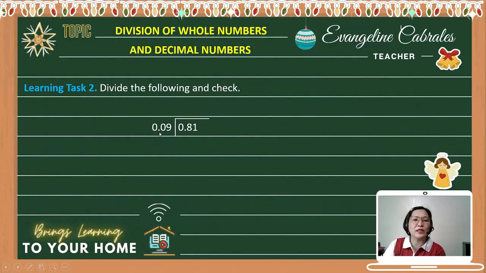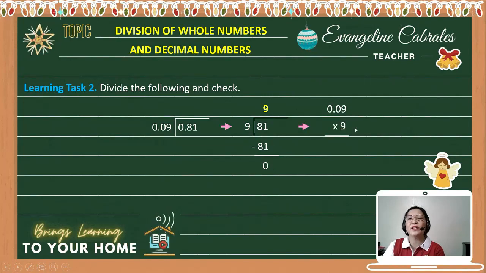So i-move ang decimal point to the rightmost. 1, 2. So yung 9 hundredths ay magiging 9. At dahil dalawang beses nag-usod dito, dalawang beses din mag-uusod dito. Kaya ang 81 hundredths pag iniusod ng 1, 2 ay magiging 81. Ayan. So 9 hundredths becomes 9 and 81 hundredths becomes 81. Siyempre, magdi-divide na tayo. 81 divided by 9 is 9 and 9 times 9 is 81. 81 minus 81 is 0, so the quotient is 9.